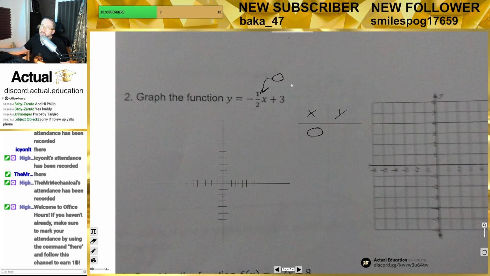All right. X equals 0 here, right? You have y is equal to negative 1/2 times 0 plus 3. What is this all equal to, Grim? Wait, but how did you get 3? Because there's a 3 right here in the equation. You see this? See how y is equal to 3? Yeah. Okay.